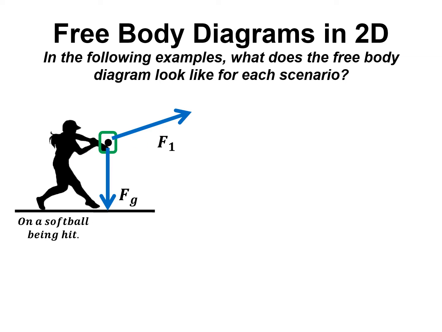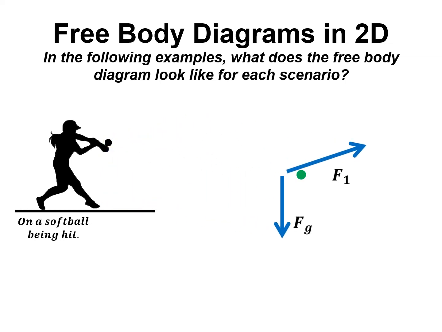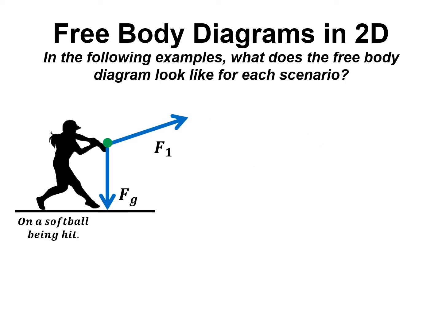So you don't have forces in every direction. And these are going to be the only forces that are being applied to it. F1 is the force of the bat applied to the ball, and then the force of gravity pulling down. So the softball is our system, and then we apply our forces to it, and that's what our free body diagram is going to look like for the ball.